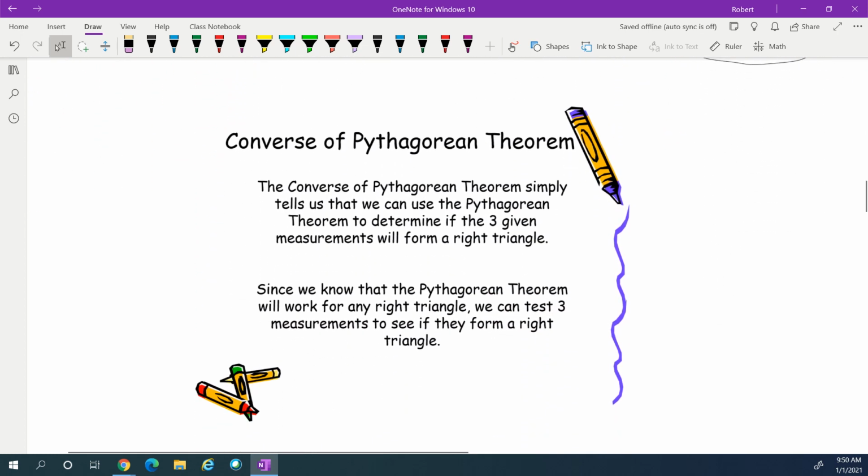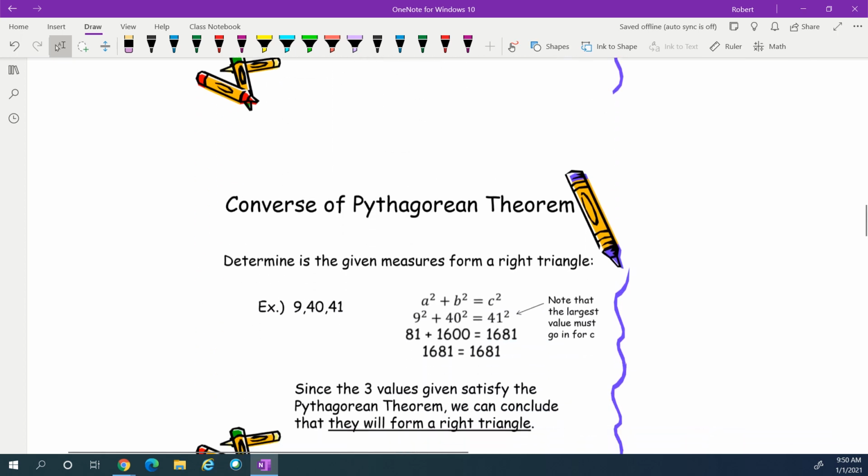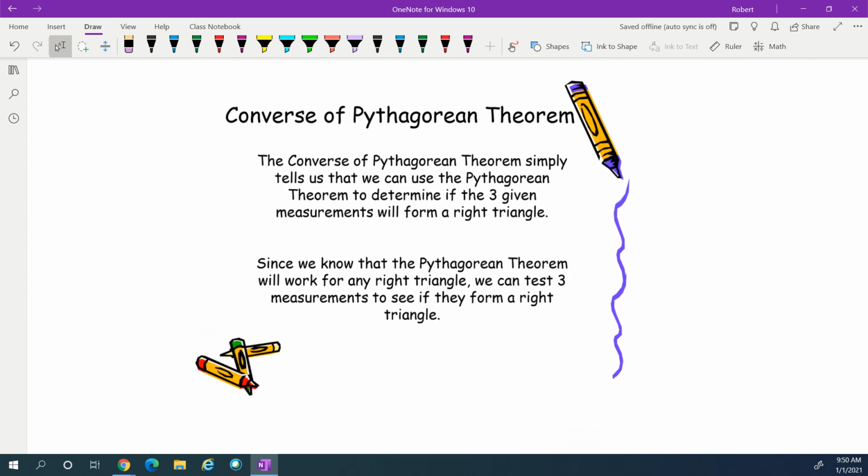Now that brings us to the converse of the Pythagorean theorem, which converse effectively just means we're going to do it backwards. The Pythagorean theorem said, if it's a right triangle, then a squared plus b squared equals c squared. Converse means we're going to switch it and say, if a squared plus b squared equals c squared, so we're going to plug in all the numbers, and if that worked, then we can be confident that this is a right triangle. So let's say we know the 3 measurements for the sides, and now we need to figure out, is it a right triangle? We just plug in the numbers and work it out.